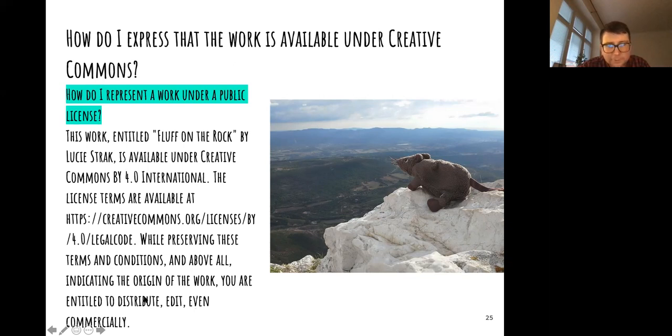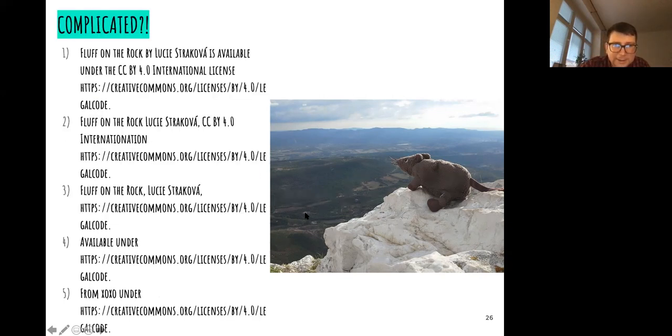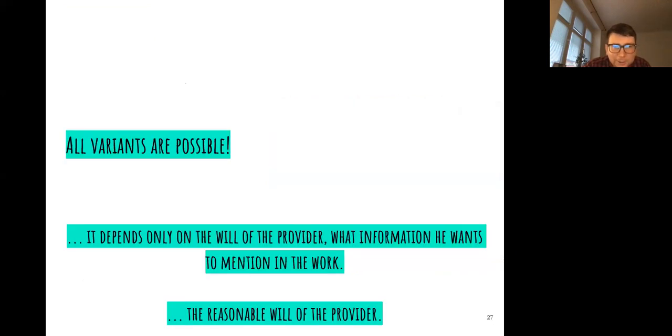So if you want to give even more hints to the next user of your artwork in the digital world, you can put also this, but it's not necessary. This is the maximum way how to do it. Then, as you can see, you have another representation, and now it's kind of complicated, right? You have six types of one plus five, but the good message is that all variants are possible.